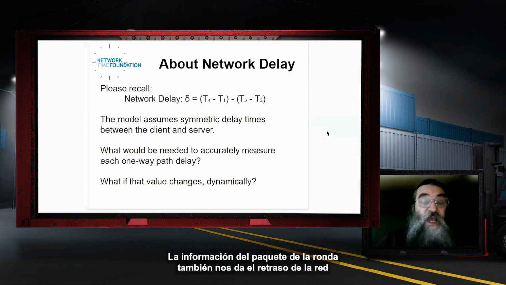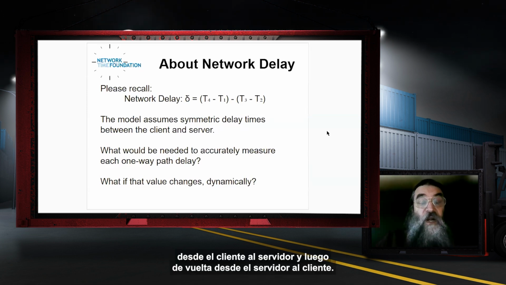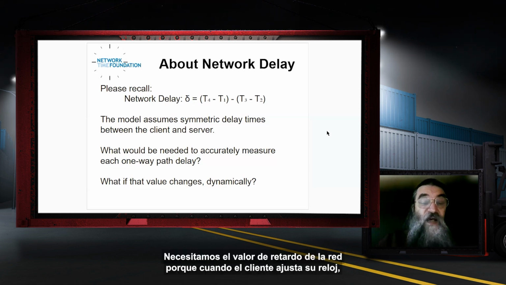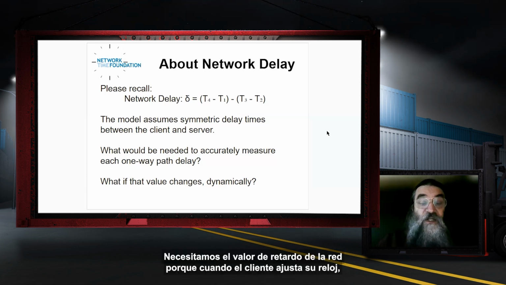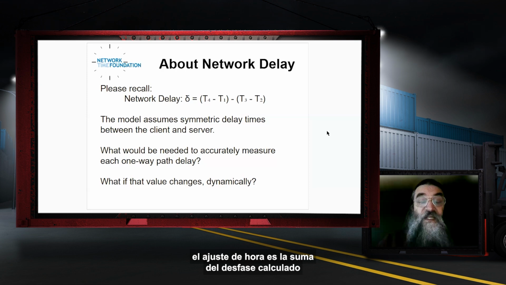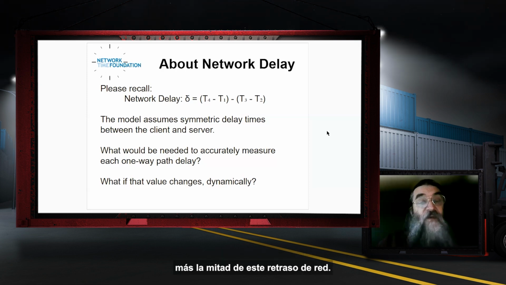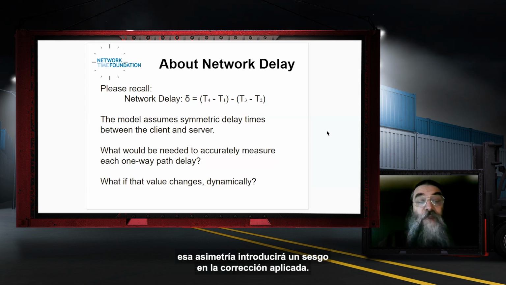The information in the packet volley also gets us the network delay from the client to the server and then back from the server to the client. We need the network delay value because when the client adjusts its clock, the time adjustment is the sum of the calculated offset plus 1/2 of this network delay. If the network delay is asymmetric, that asymmetry will introduce a bias into the applied offset correction.